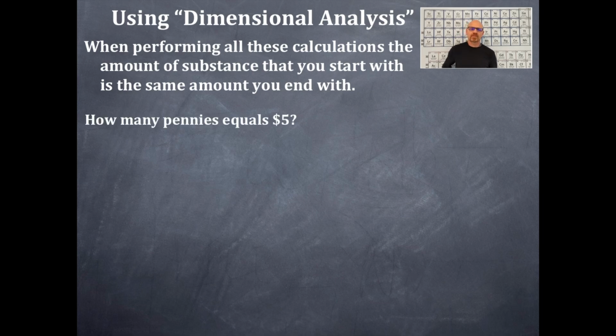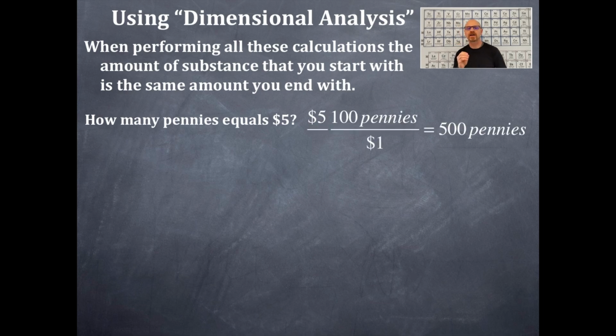So, for example, how many pennies are in $5? We're going to find that out. And you should be able to do this even before I come up with the answer. So how many pennies are in $5? You are actually using dimensional analysis. You might not know it. Okay, so that is $5, and $1 is equal to 100 pennies. So you end up with 500 pennies.